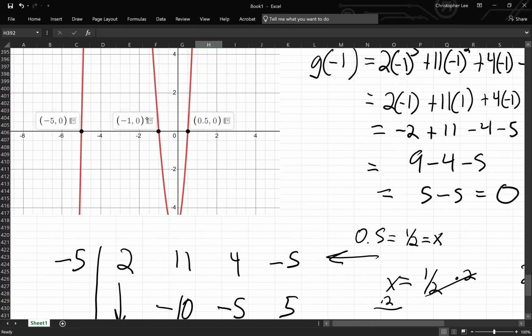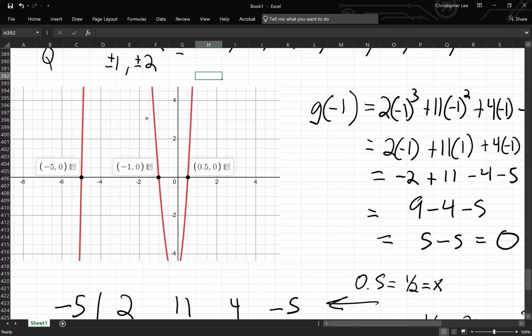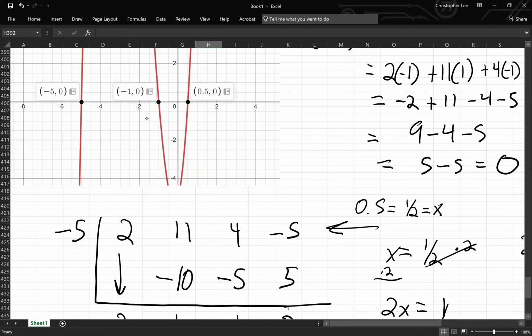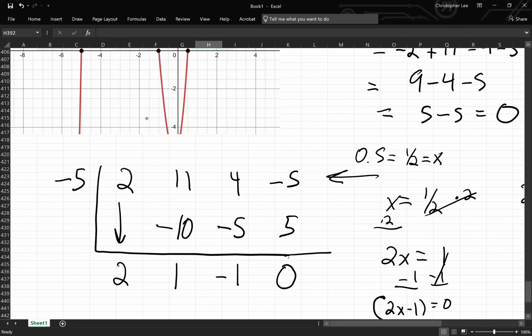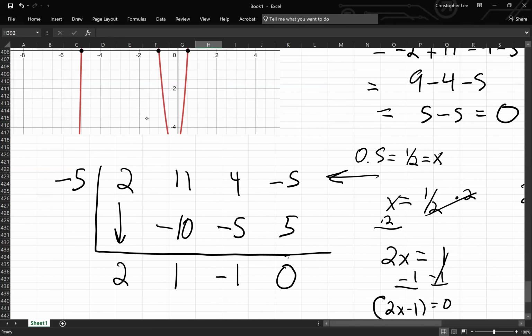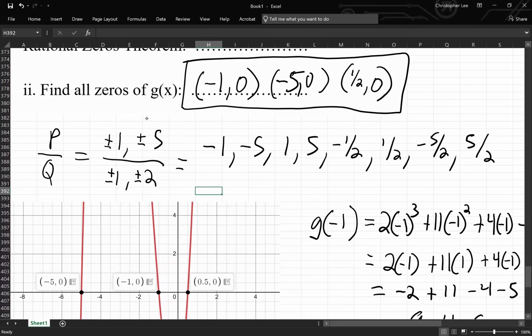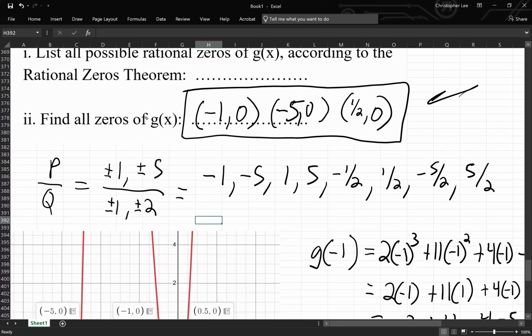And once again, it's a choice. If you want to plug in the values and prove to me that it's 0, I'll take that. If you want to do the long division, I'll take that. If you want to do the synthetic division, right? This is the long division over here. This is a synthetic division. I'll take that as well, right? Prove to me that remainder is 0, and my answers are points, not lines, right? Not x equals. It is -1 comma 0. It is -5 comma 0. It is 1/2 comma 0.